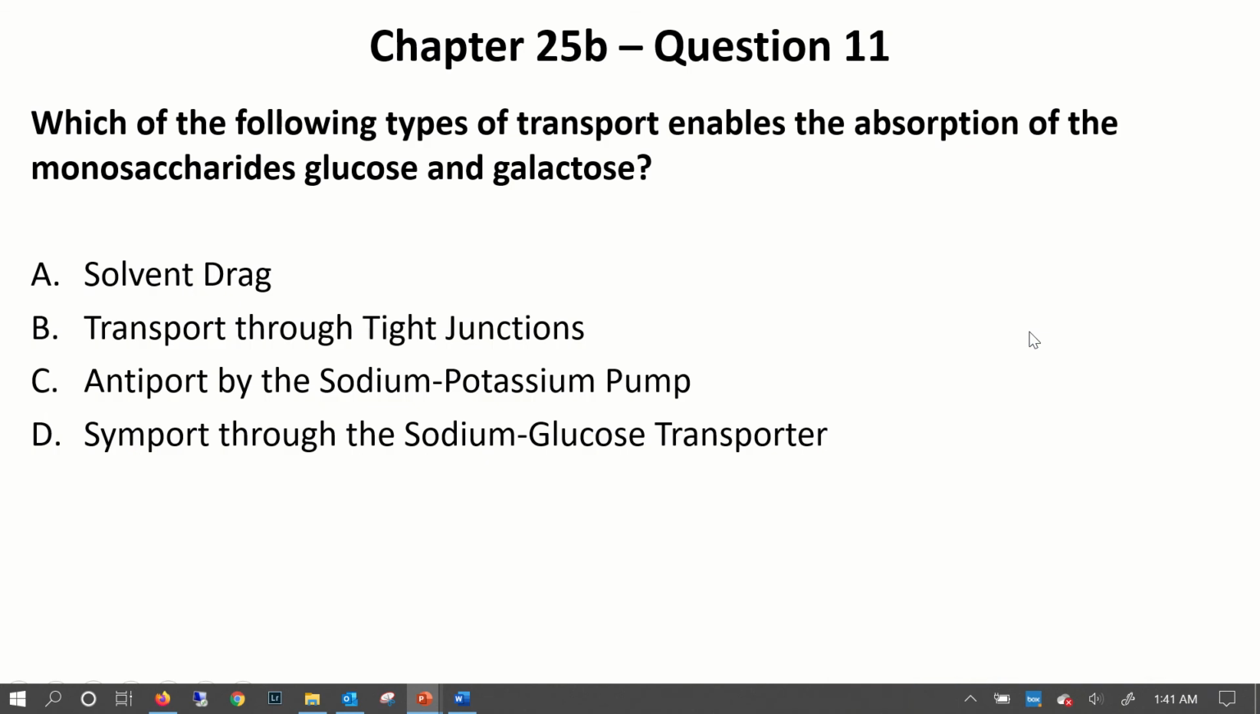So last few review questions. Which of the following types of transport enables the absorption of monosaccharides, glucose and galactose? Is it A, solvent drag, B, transport through tight junctions, C, antiport through the sodium-potassium pump, and D, symport through the sodium-glucose transporter? Please choose the best answer.